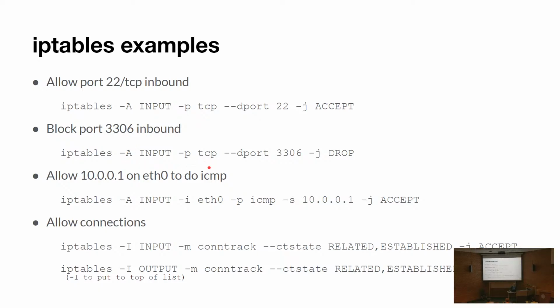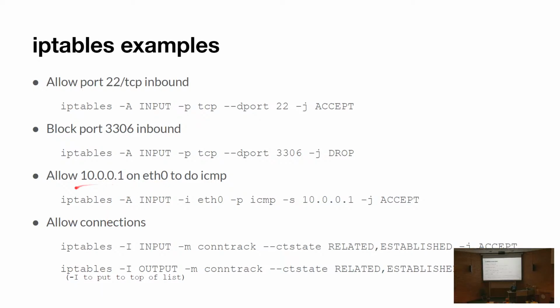Or if you wanted to block port 3306, which is MySQL, inbound, I mean, you don't really want people to be able to hit your database from outside your network. That's kind of bad. So you'd do something like this. You'd add to the input chain again, protocol TCP, destination port 3306 for MySQL, and drop.